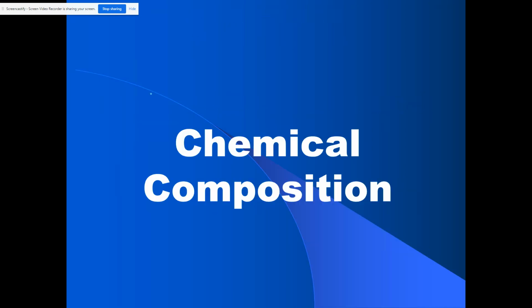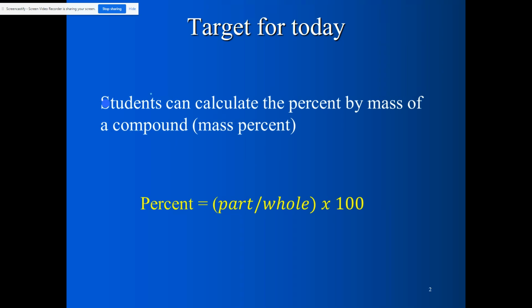Percent composition, chemical composition. Okay, so our target is going to be calculating the percent by mass of a compound. Sometimes you'll see it called mass percent or percent composition. So it's all the same thing.